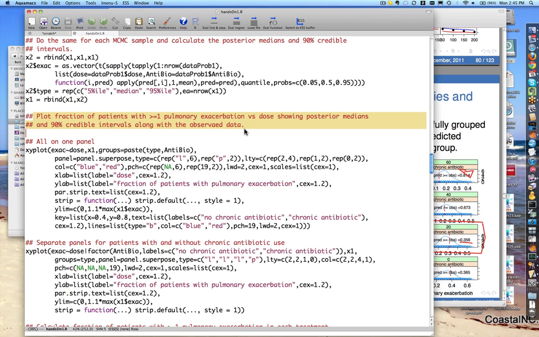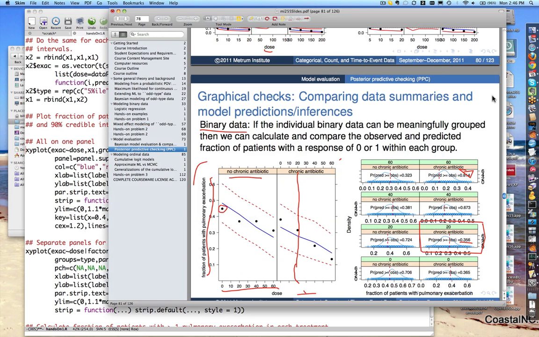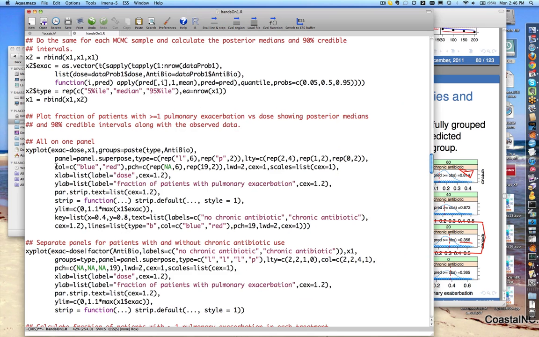Okay, so you can see here's the comment here. So I'm going to plot the fraction of patients with pulmonary exacerbations versus dose, where I'm going to overlay the posterior median and 90% credible intervals over the observed data. And I see I can't spell. Okay. And I did that a couple of different ways. The first one puts everything all on a single panel, which is not what I show here, but in fact, I can show you what that looks like.